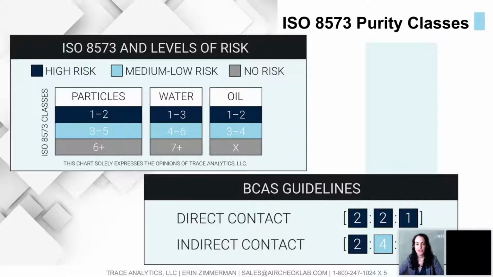So the BRCGS points to our common language, 8573, and the BCAS scheme has set limits for direct and indirect contact to help manufacturers follow it. So this scheme is cool because it's actually the only one that has set limits for direct and indirect contact. It's a great scheme to familiarize yourself with, even if you don't live in the UK. And it's definitely something that I've pointed to for guidance for customers asking these questions here in the United States.